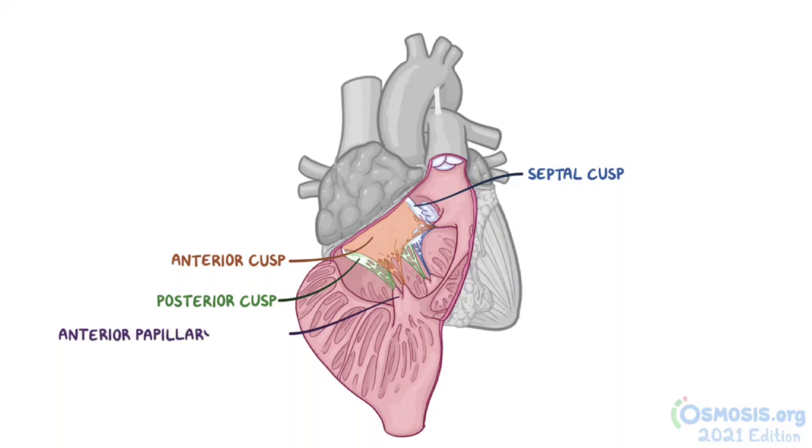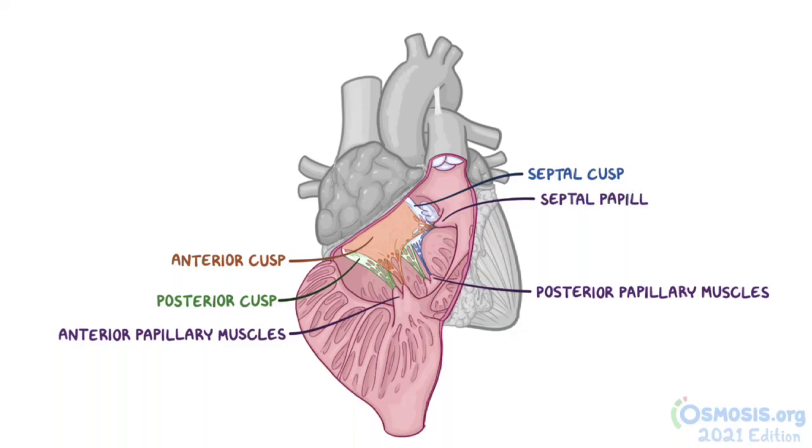The anterior papillary muscle is the largest one and arises from the anterior wall of the right ventricle. Its chordae tendineae attach to the anterior and posterior cusps of the valve. Then there's a posterior papillary muscle that arises from the inferior wall of the right ventricle. Its chordae tendineae attach to the posterior and septal cusps. And finally, there's the septal papillary muscle, which arises from the interventricular septum and its chordae tendineae attach to the anterior and septal cusps.